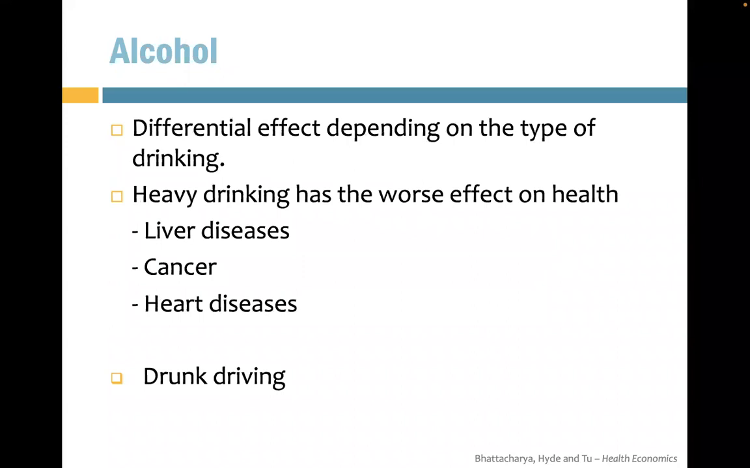Alcohol is not as severe as tobacco, but still very bad in terms of its consequences, because there's a different effect depending on the type of drinking. Usually social drinking or light drinking is fine, or even conventional, but heavy drinking has a very bad effect on health. It can cause liver disease, cancer, heart disease. And drunk driving can also cause accidents, which can be a cause for mortality.